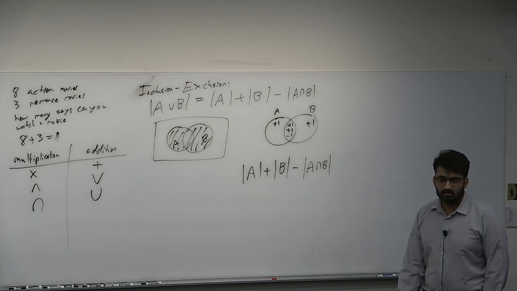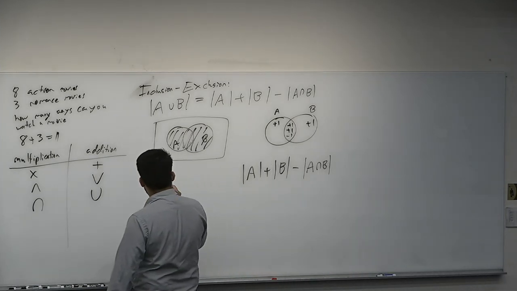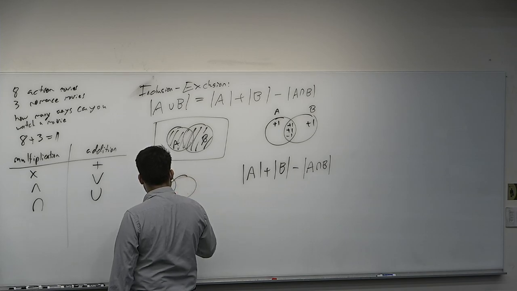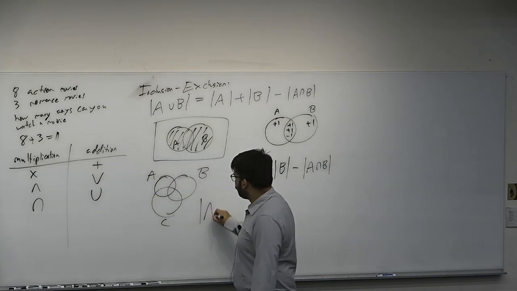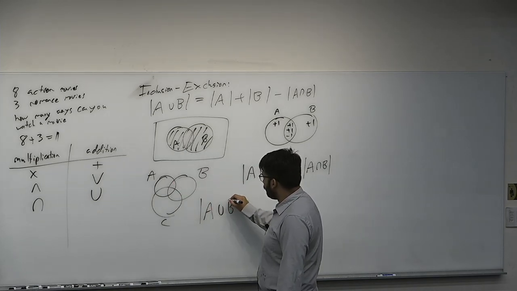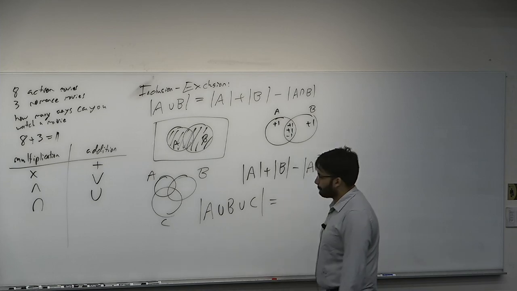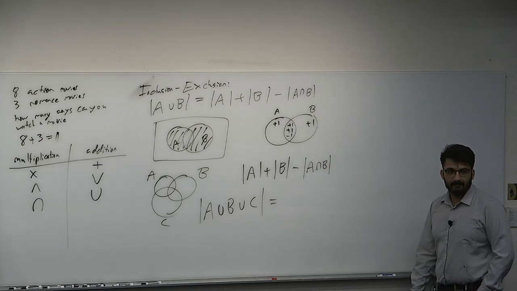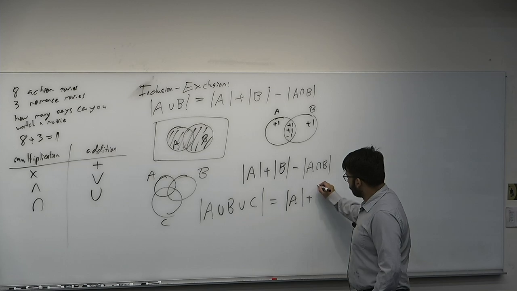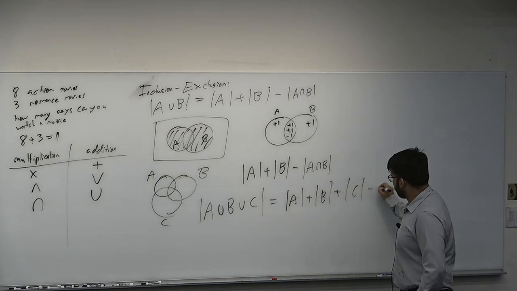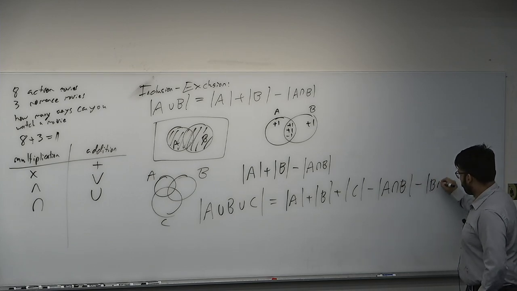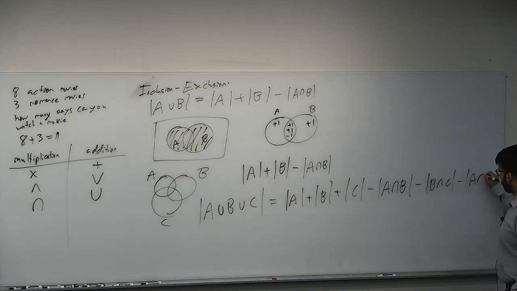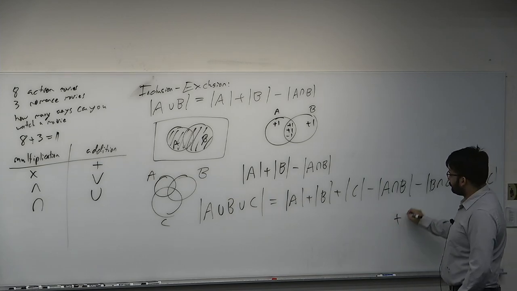Suppose we had three sets. Suppose we have A, B, and then we also have C. What would we guess the formula is for the cardinality of A union B union C? The cardinality of A plus cardinality of B plus cardinality of C minus cardinality of A intersect B and then B intersect C and then intersect of A and B and C. You're so close. You're off by one thing. Plus the intersection of all three.